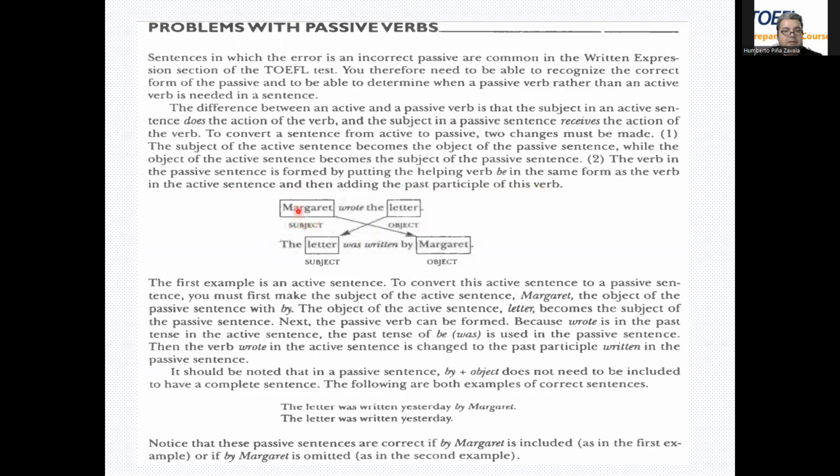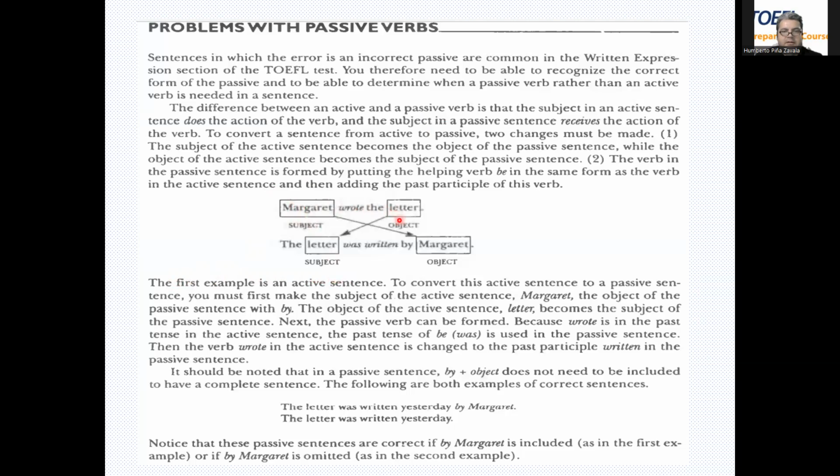For example, Margaret wrote the letter. So Margaret is the subject, wrote is the verb, in the past tense, and the letter is the object of the action of the verb write. Margaret wrote the letter. That's active voice, right? So the first example is an active sentence.